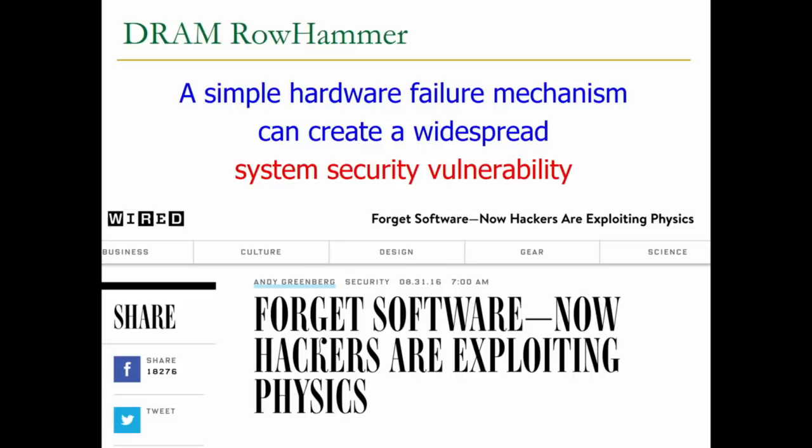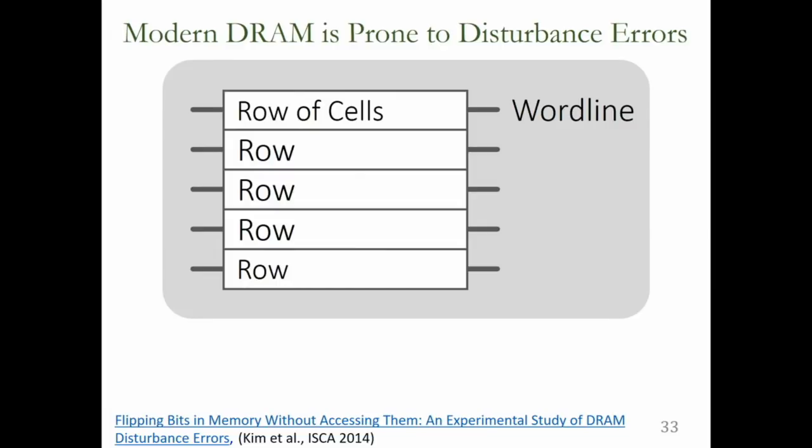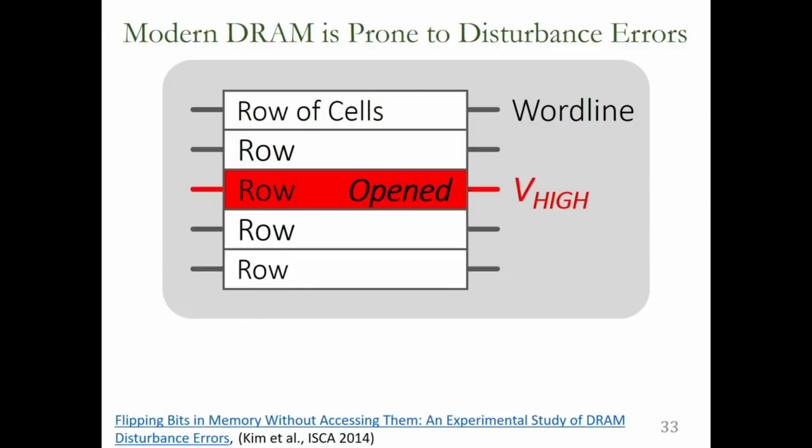So what is the problem? DRAM consists of a bunch of rows. If you want to read data from a row, you need to activate that row, which means you need to apply high voltage to that word line. If you want to read some other row, you need to deactivate that row, which is called a precharge in DRAM, applying low voltage. Now, if you keep doing this repeatedly, activate, precharge, activate, precharge, before the cells get refreshed, and you do it enough times, it turns out in most modern DRAM chips, adjacent rows get bit flips.